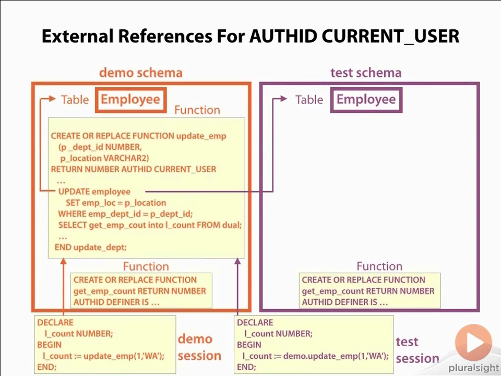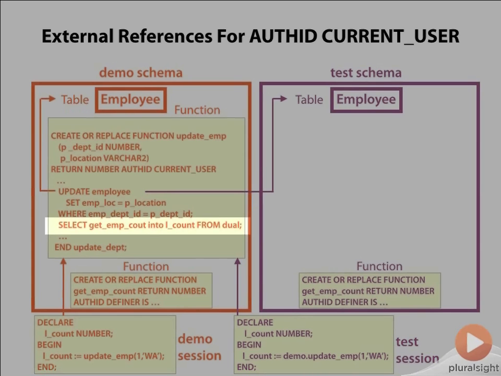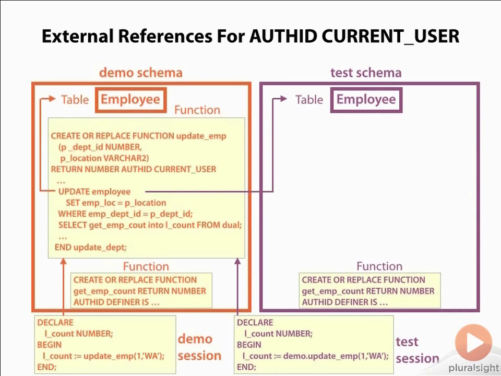However, if you invoke the function as a part of a SQL statement, instead of calling it directly in an expression, you write it as select getEmpCount into lcount from dual. Now, since it is a part of a DML statement, references to getEmpCount will get resolved in the invoker's schema. So when the demo session calls it, it will get resolved to the function in the demo schema, and when the test session calls it, it will get resolved to the function in the test schema. So this way, both the update statement call and the function call get resolved to the invoker's schema.